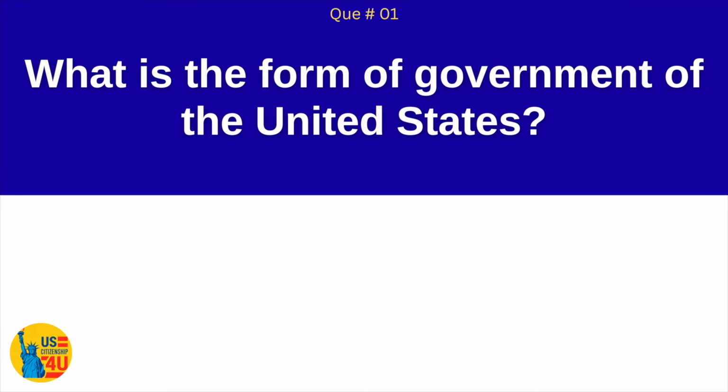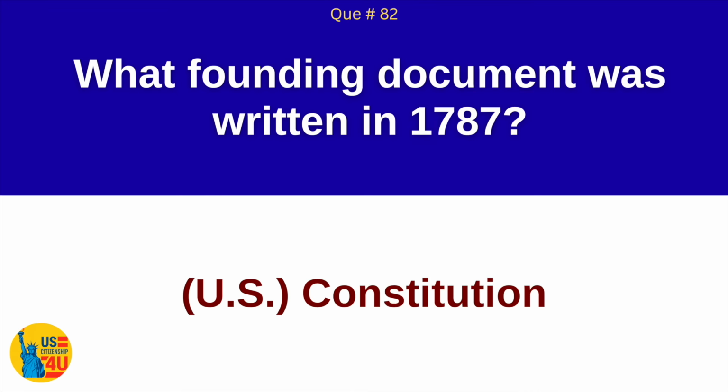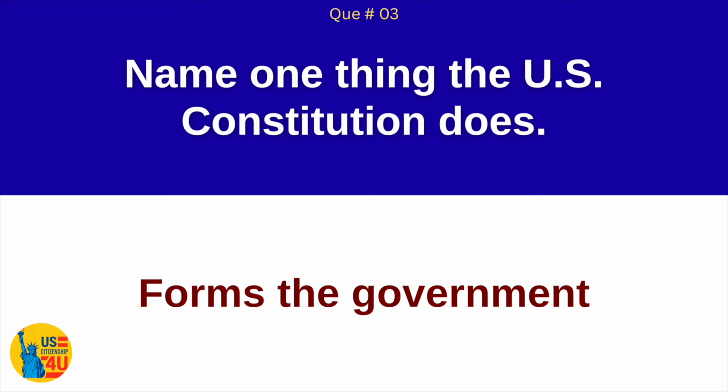What is the form of government of the United States? Republic. What founding document was written in 1787? U.S. Constitution. Name one thing the U.S. Constitution does. Forms the government.